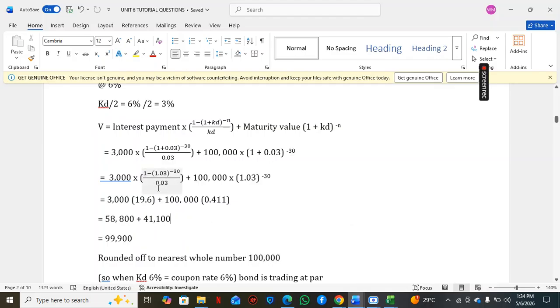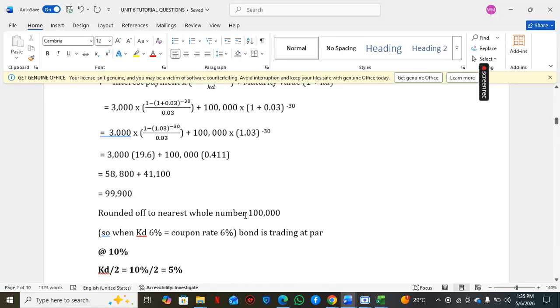Okay, if I wasn't rounding off these to one decimal place, we would have got an answer very close to 100,000. That's because I was rounding off too early here. That's why we got 99,900. But basically, it's the same as the par value. The required rate of return and the coupon rate or the interest rate are the same. So when that is the case, a bond will be trading at par, meaning how much you pay for the bond is the same as the par value.